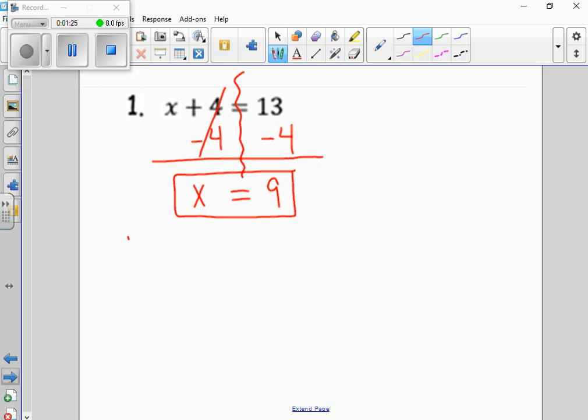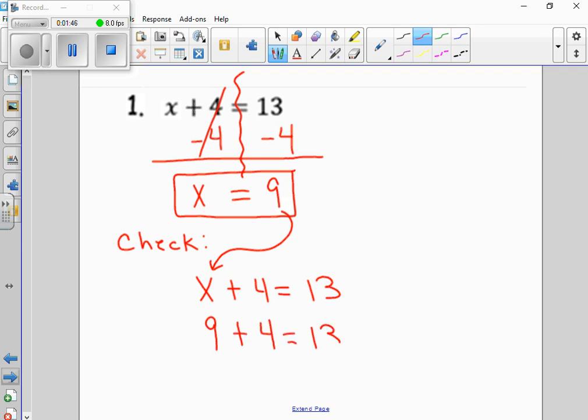Now, to check your work, which I do recommend that you do every time you solve an equation to guarantee that you have it right, take the original problem and substitute in your answer. So we just said that x is 9. I'm going to plug in a 9, and I'm going to see if the left side and the right side end up being equal. 9 plus 4 on the left side is 13, which is the same as the right side. That means I did it correct.